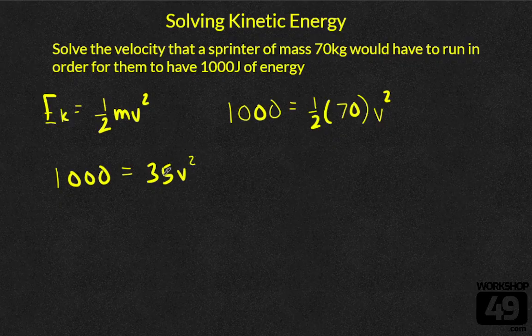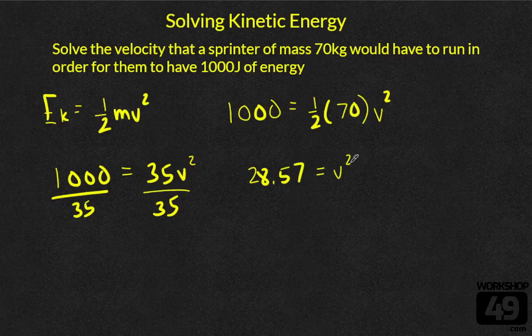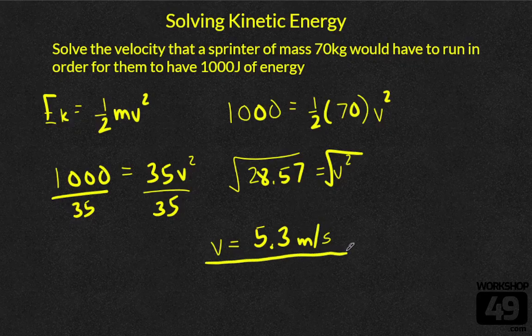We want to get this v all by itself. So we divide both sides by 35, and I'll round here just a little bit because I'm writing on a board, but you can carry all your digits in the calculator. 28.57 equals v squared. Our very final step to get rid of this squared is to square root both sides. This sprinter would have to be taking off down the track at a glorious 5.3 meters per second.